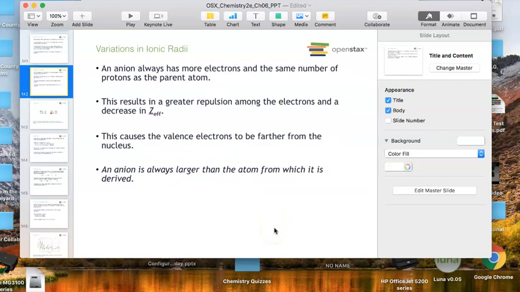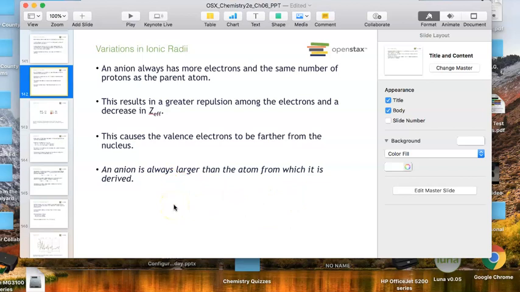All right, so what do you think about anions? An anion has more electrons and the same number of protons as the parent atom. This results in a greater repulsion among the electrons and a decrease in the effective nuclear charge. So this causes the valence electrons to be farther from the nucleus. An anion is always larger than an atom from which it is derived.